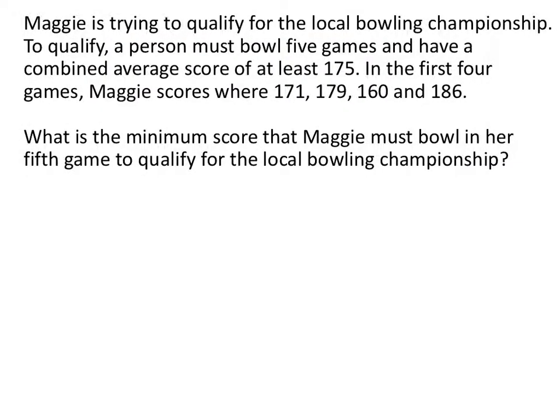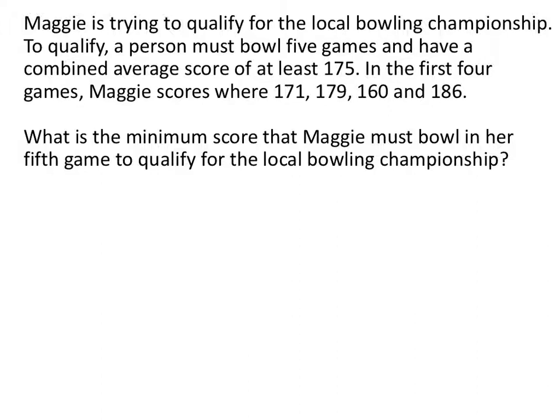Here's our second example for this video, and then we'll be done. Maggie is trying to qualify for the local bowling championship. To qualify, a person must bowl 5 games and have a combined average score of at least 175. In the first 4 games, Maggie's scores were 171, 179, 160, and 186. The question is, what is the minimum score that Maggie must bowl in her 5th game to qualify for the local bowling championship?